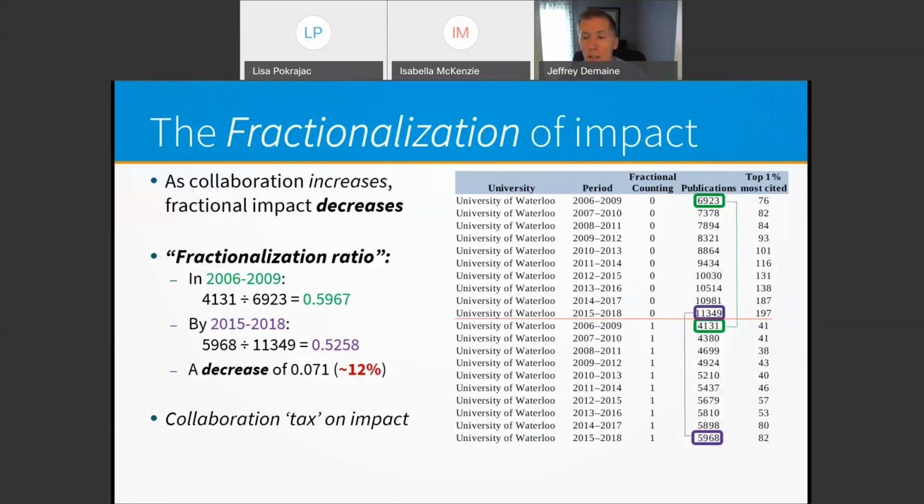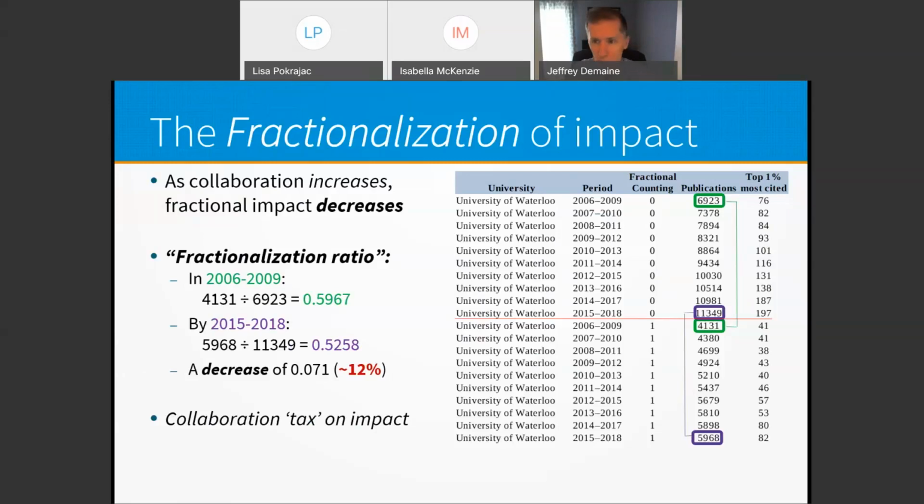So what I'm doing in this research really is I'm dividing the orange line by the blue line to get a ratio of fractional to whole articles. And that tells us how much collaboration there's been at each level of citation impact. All right. So what this means is that there's what I call the fractionalization of research impact. As collaboration increases, the fractional impact of that research decreases.